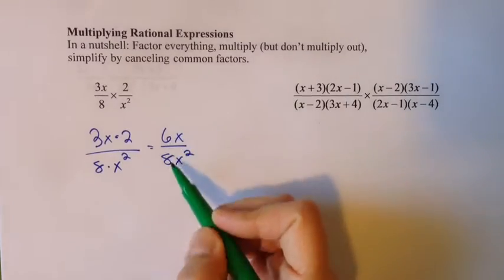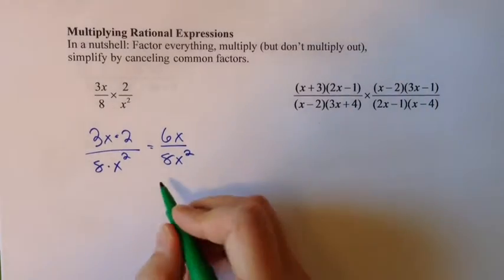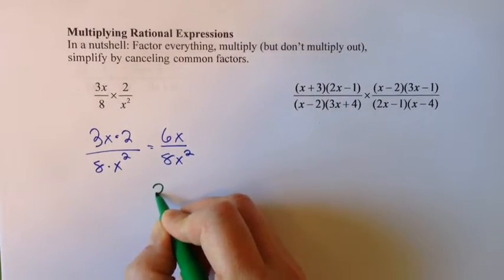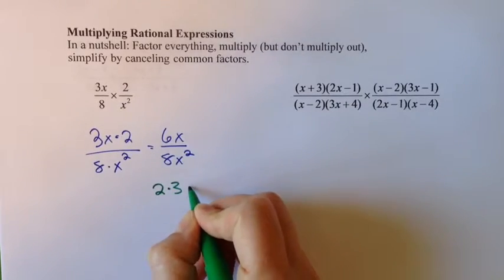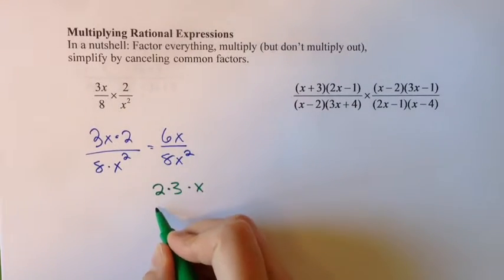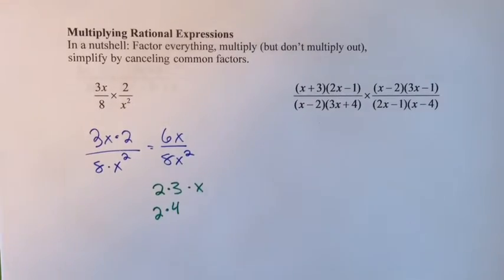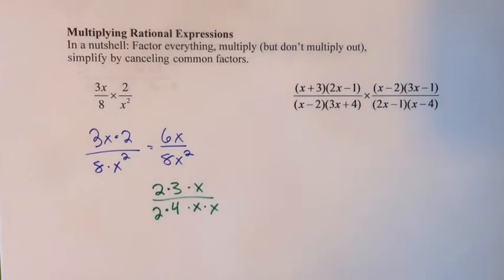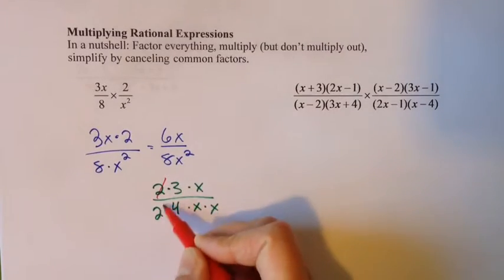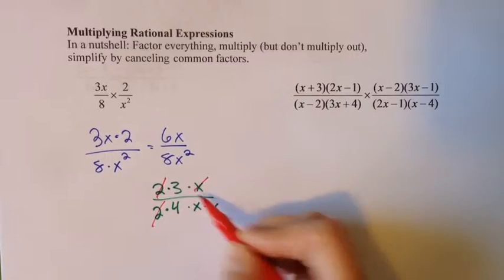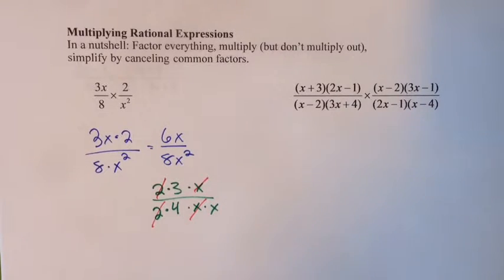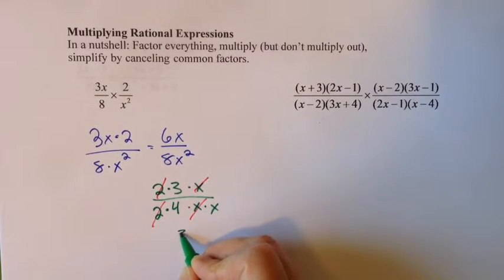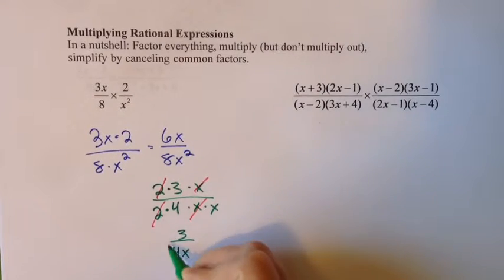Like I said with the 6 and the 8, I noticed that they're both divisible by 2, so that 6 can be rewritten as 2 times 3, and I've still got an x here. And the 8 can be rewritten as 2 times 4. And then I have two x's, x times x for x squared. Now it's a little bit more obvious how things cancel. There's a 2 on the top and a 2 on the bottom. There's a single x on top and a single x on the bottom, which leaves me, finally, with a 3 on top and 4x on the bottom.